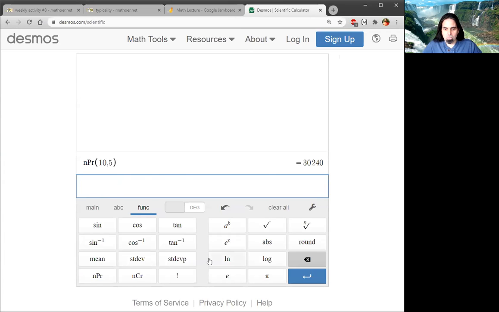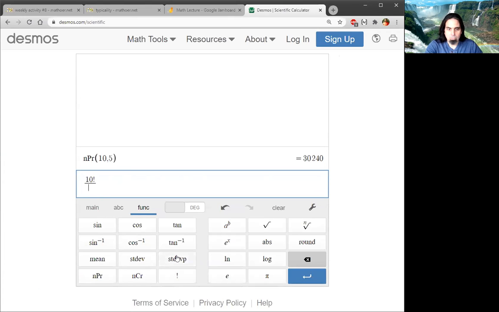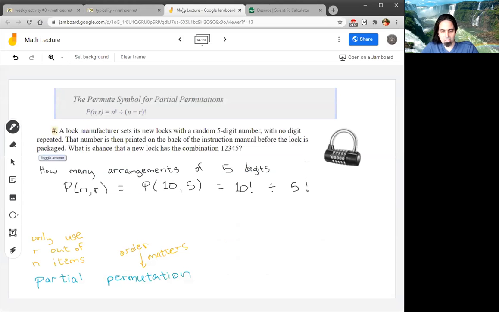We could also do it the long way. What is 10 factorial divided by 5 factorial? And it gives us the same thing, because that's what the formula does. So use this secret function button, or use the equivalent on your own calculator, if that's easier for you. This isn't hard math. The calculator is doing all the work. In any case, 30,240, I should write it down.